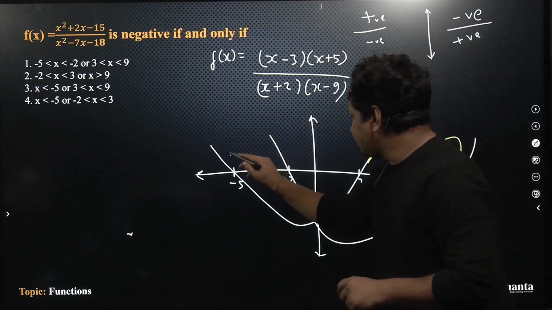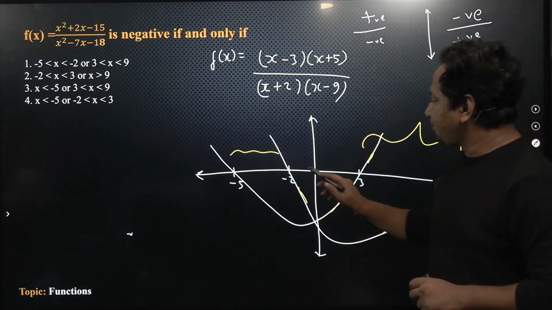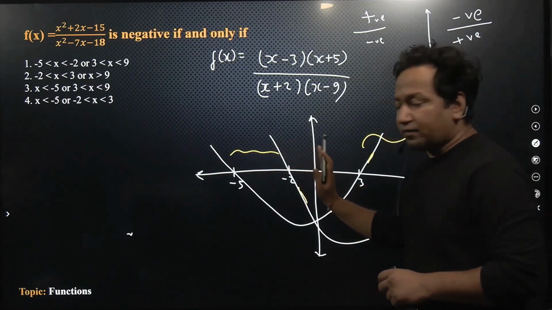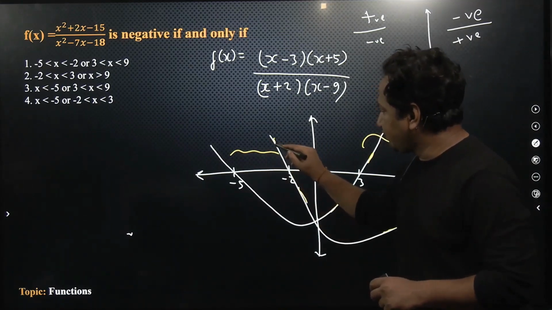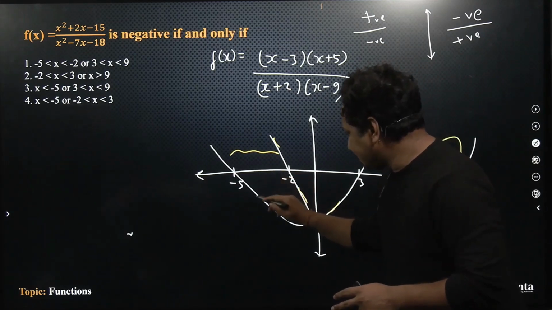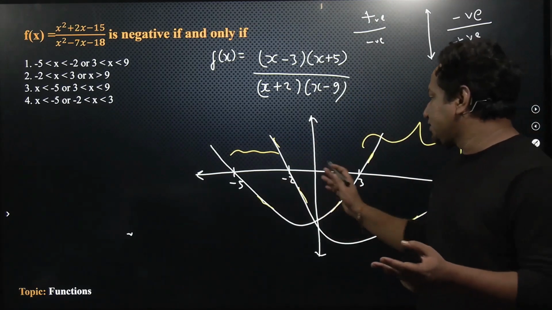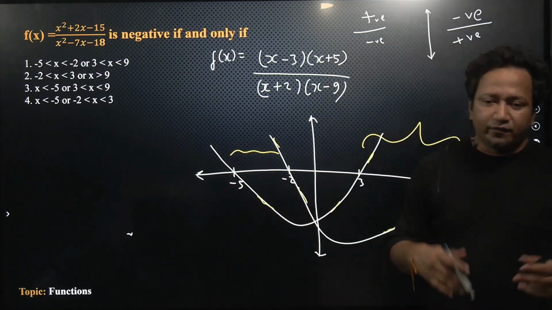Then we have minus 2 to minus 5. Here, if you look at the first graph, beyond minus 2, it is positive, going towards the positive y-axis. The second graph, from minus 2 to minus 5, is negative. So positive upon negative will give negative over here. So that means minus 2 to minus 5 will be one of the intervals.